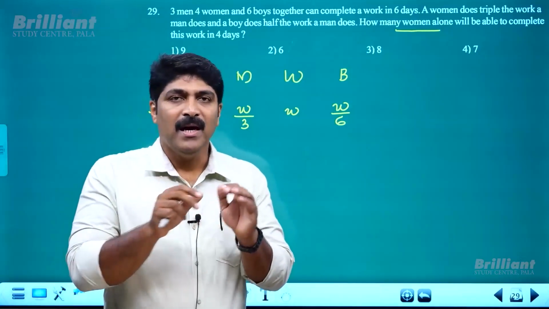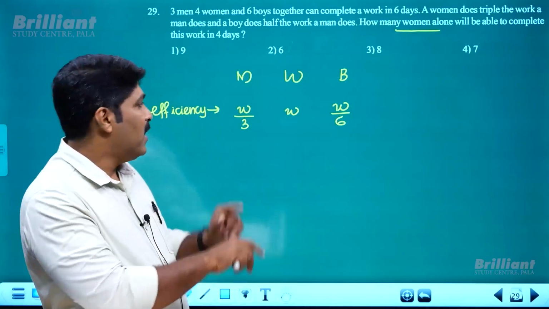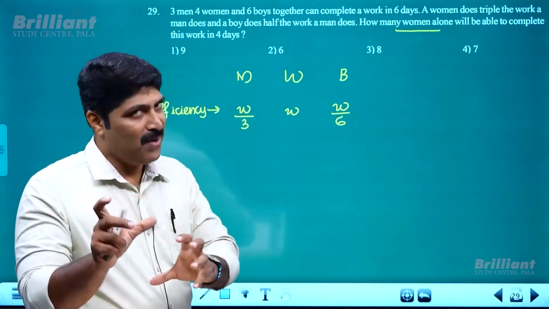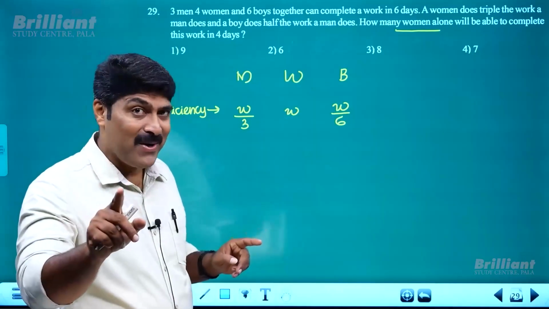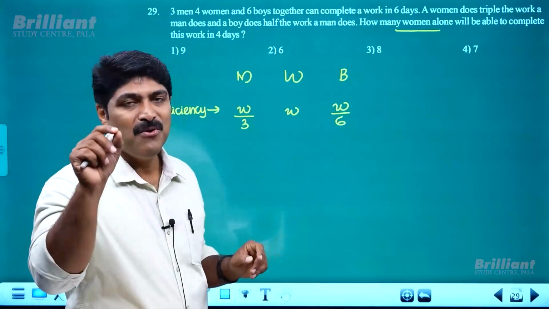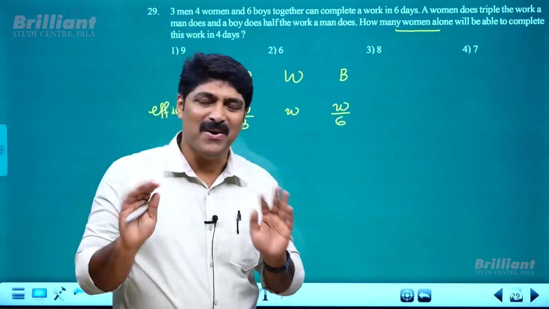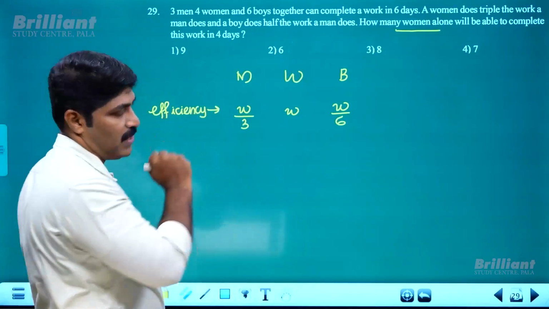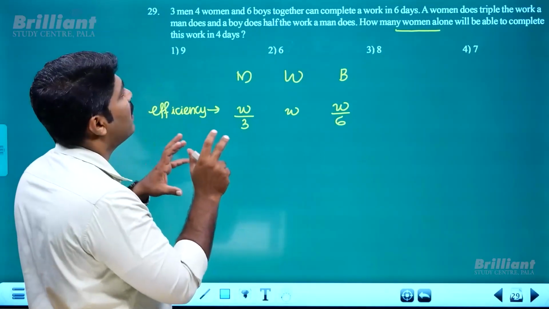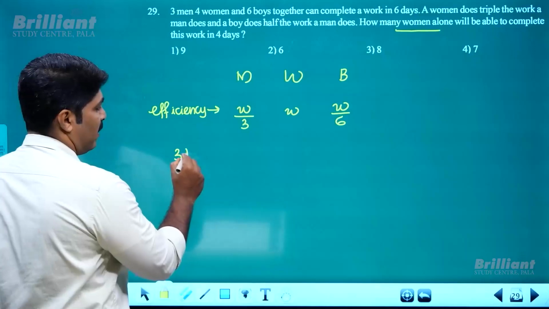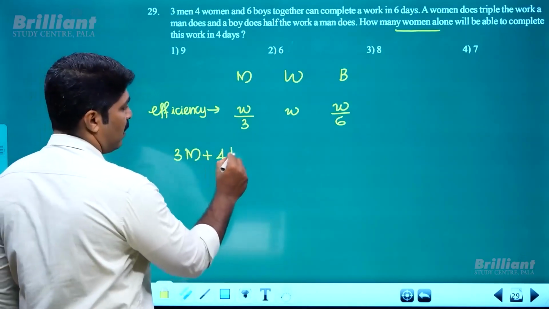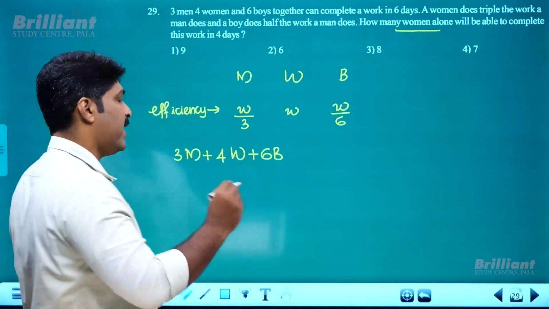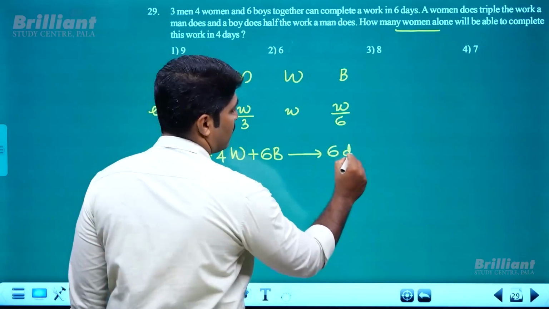You have to keep a visualization in your mind that in a single day, a man can do W by 3 quantity of work, a woman can do W quantity of work, and a boy can do W by 6 quantity of work. That's simple logic. And we are connecting it with the first statement. From there, we are reaching the answer. It is given that 3 men, 4 women, and 6 boys can complete a work in 6 days.